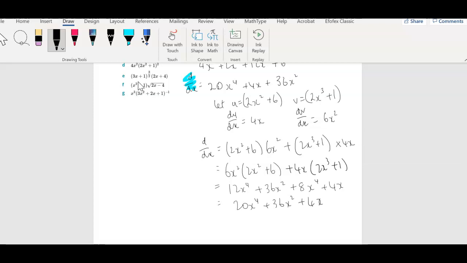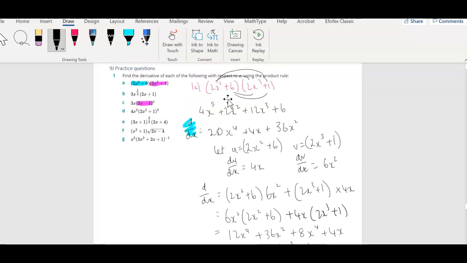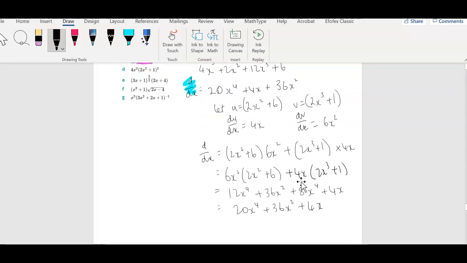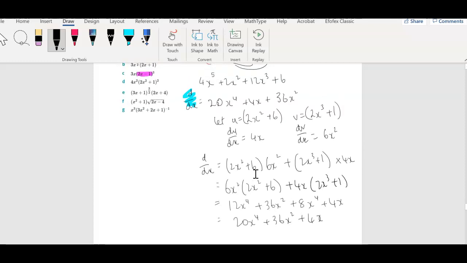But using the product rule in this case takes a lot longer than just expanding and then just finding the derivative. So just be aware, if on an exam you had a question like this, I would probably expand it. Don't automatically assume that you use the product rule. You can use the product rule, obviously, but it's so much more time consuming. And you can see because there's a lot more working out, you're more prone to make an error.